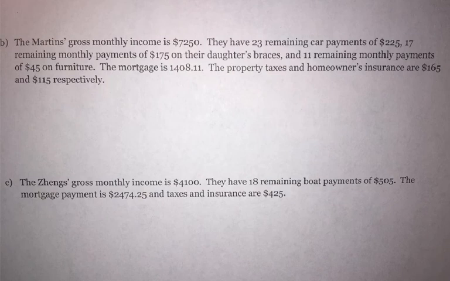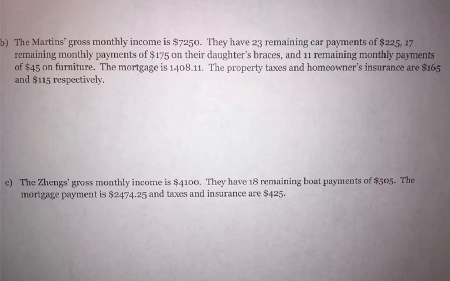Let's check the Martins. The Martins' gross monthly income is $7,250. They have 23 remaining car payments of $225 and 17 remaining monthly payments of $175 on their daughter's braces. They also have 11 remaining monthly payments of $45 on furniture. The mortgage is $1,408.11. Property taxes and homeowners insurance are $165 and $115 respectively.